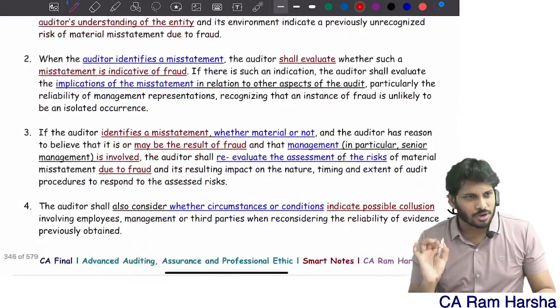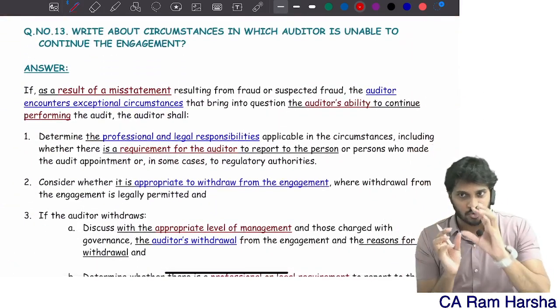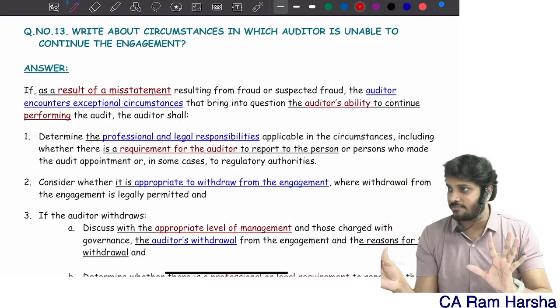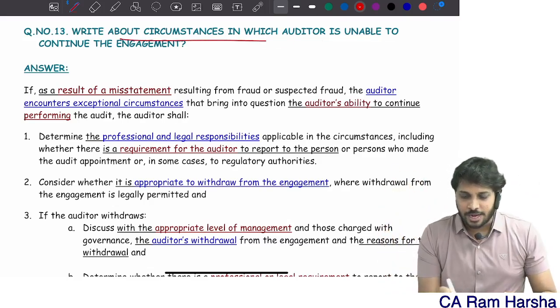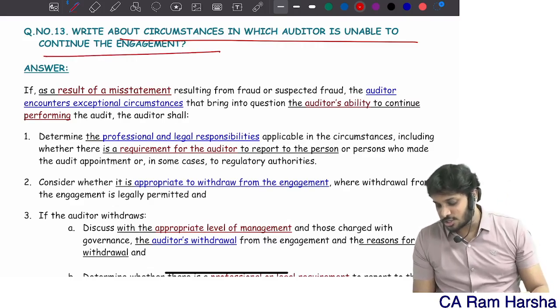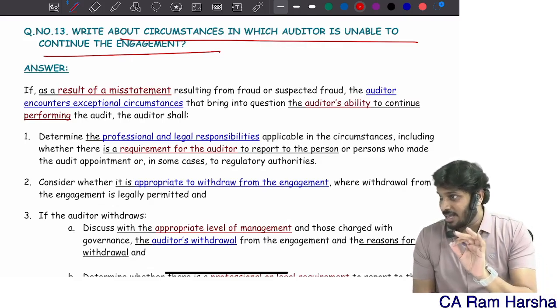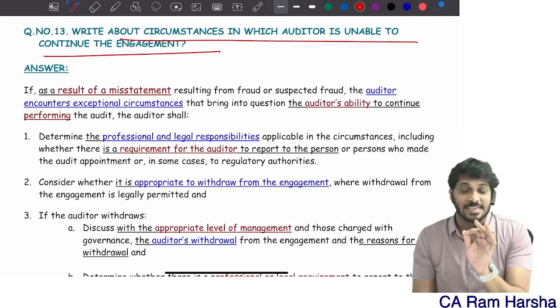This is not that important. It is a bit lengthy also. Actually, the discussion is lengthy, the question is small only. The discussion is very lengthy. Not that important. Write about circumstances where the auditor is unable to continue. You understood that one of the directors is severely involved in every activity, every authorization process, and the director is a culprit.